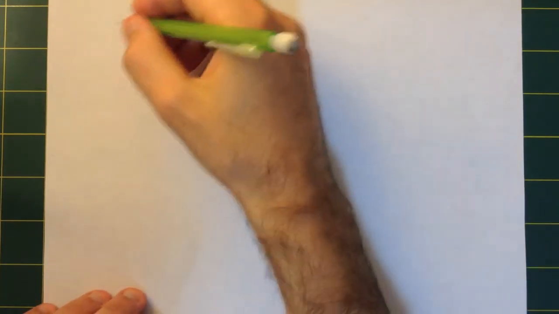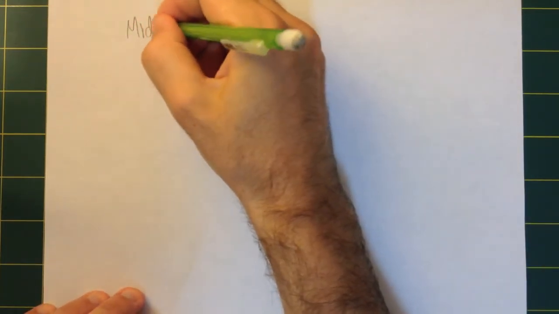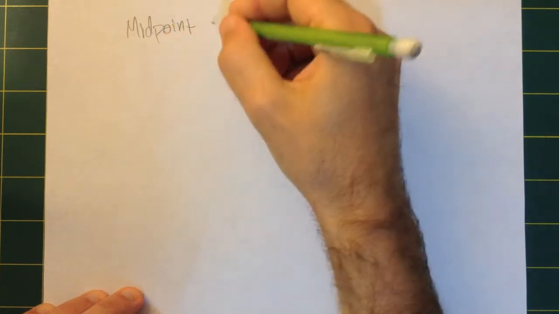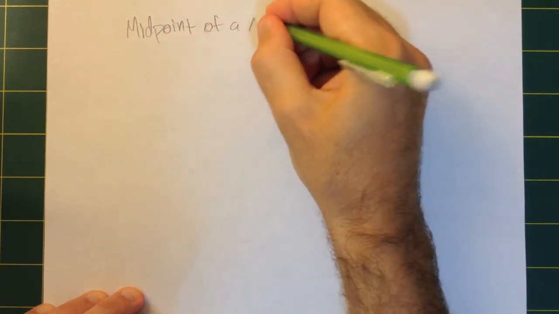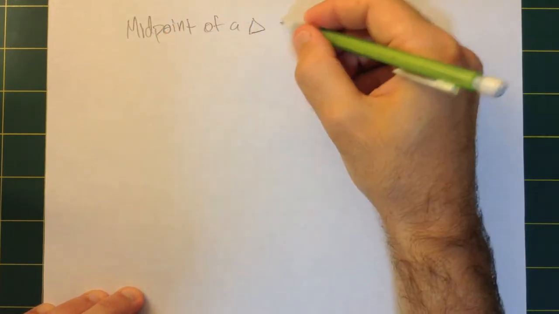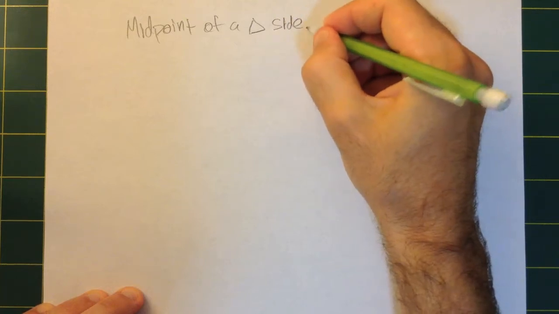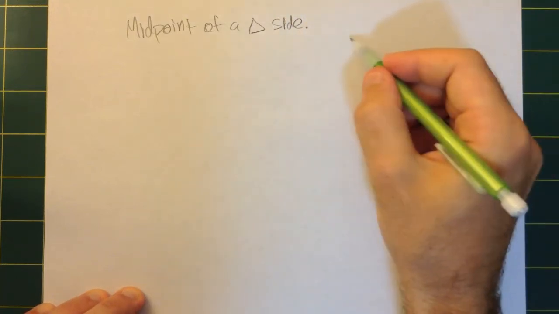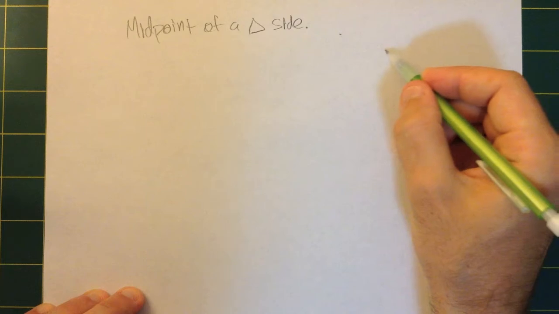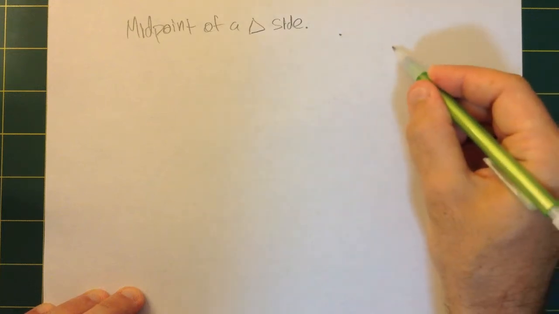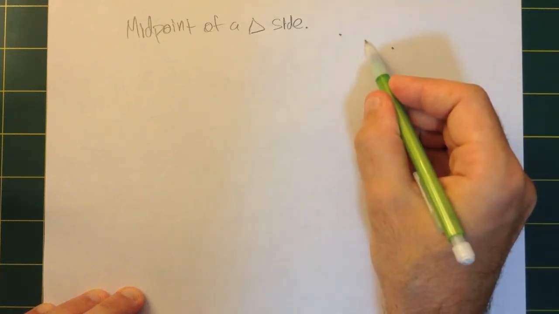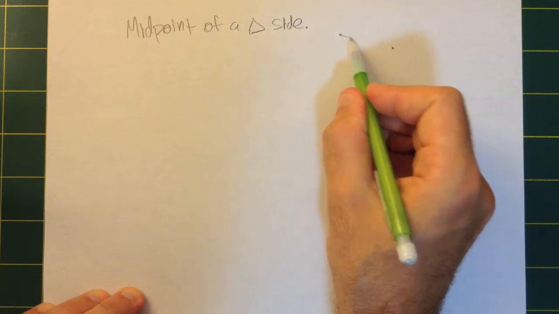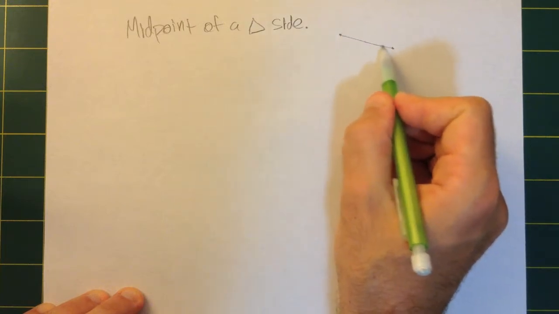In this video, we're going to do several constructions that all rely on finding and using the midpoint of a triangle side. And we know how to find midpoints of segments. We use our perpendicular bisector construction. So if I have a point here and a point here and I want to find the point in the middle, I know that it lies somewhere on the segment that connects them.